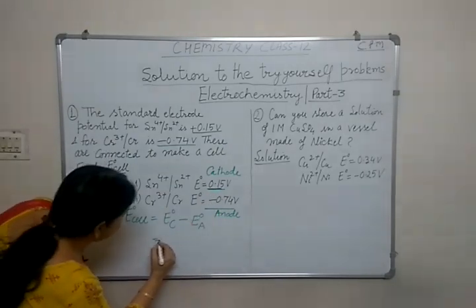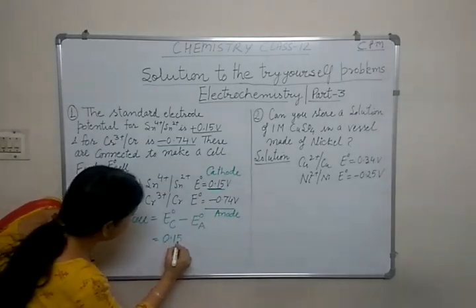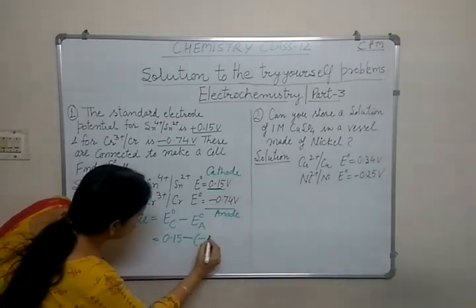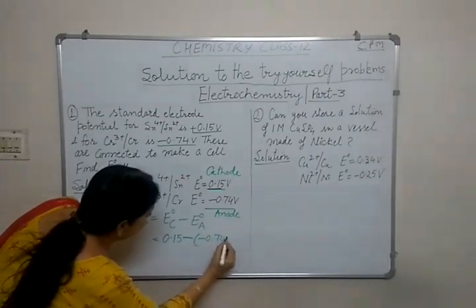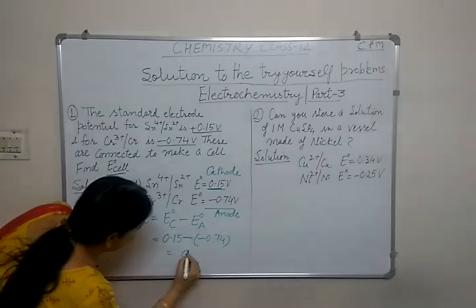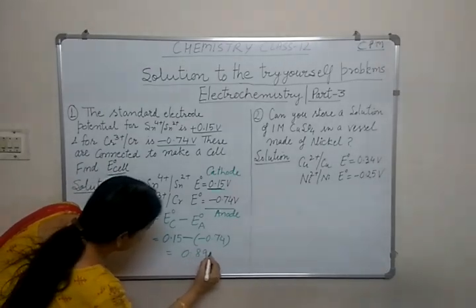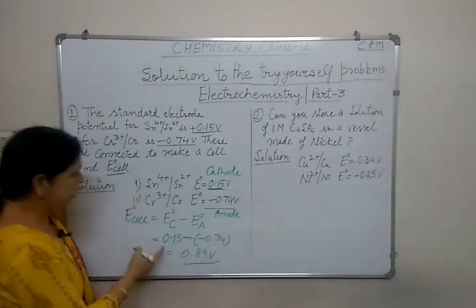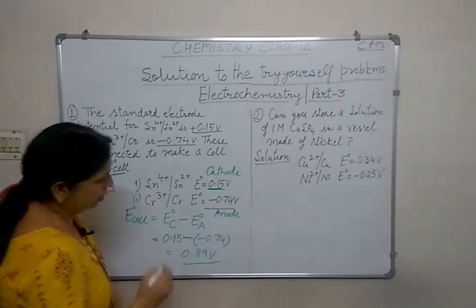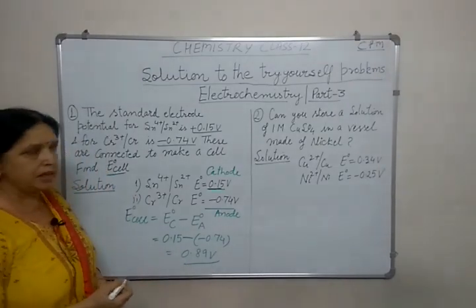So it will be 0.15 minus (minus 0.74). It will be 0.89 volt. So E0 for the cell will be 0.89 volt. I hope this is clear now.